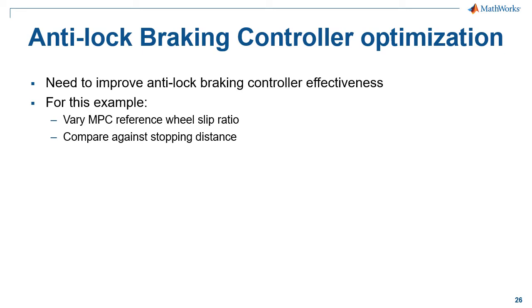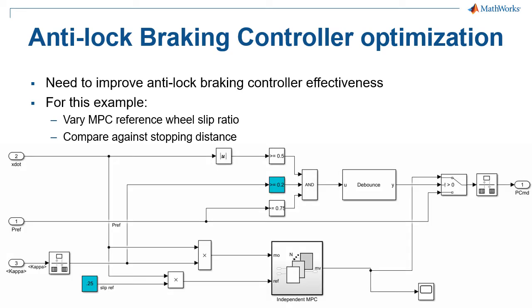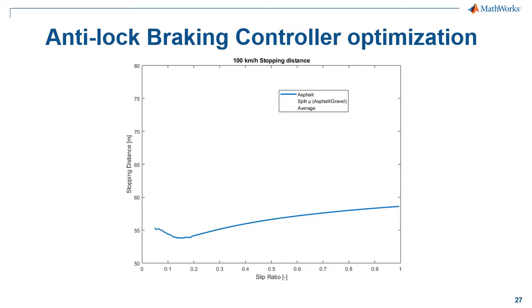In this example, we will be looking at a subsystem of this complete vehicle model, in this case the braking controller, and we have identified the need to improve this anti-lock braking controller's effectiveness, especially when driving with two wheels off-road and two wheels on the tarmac. For this example, we will be optimizing the MPC braking controller, and the value we will be optimizing is this one highlighted by the red circle, the reference slip ratio.